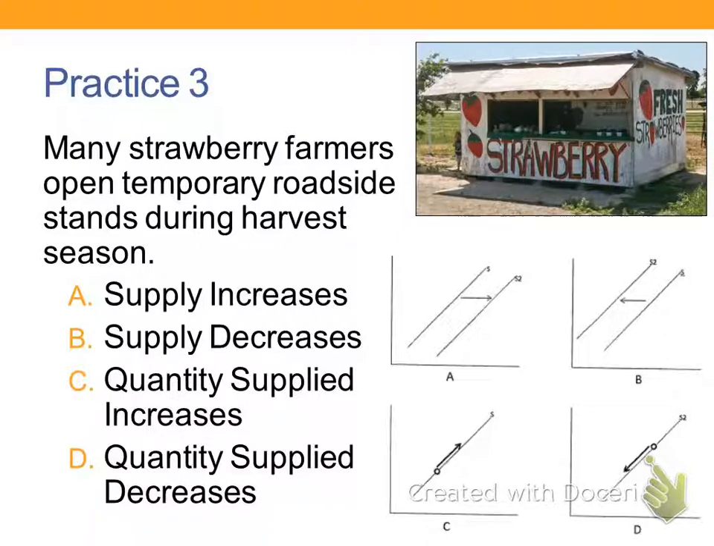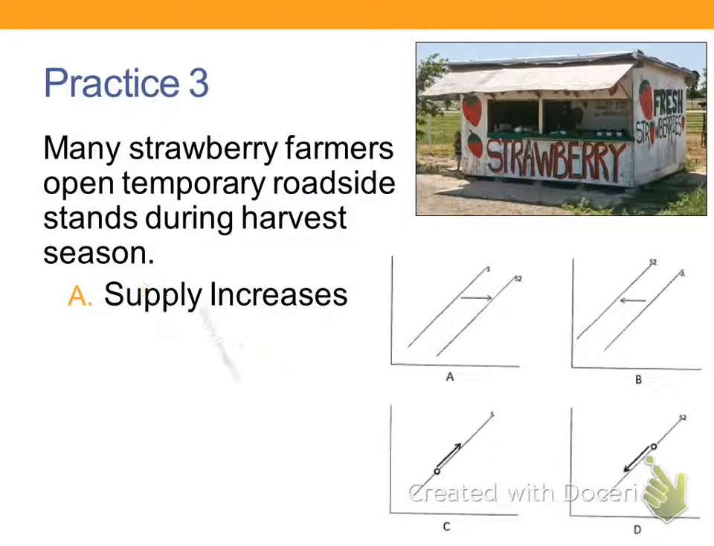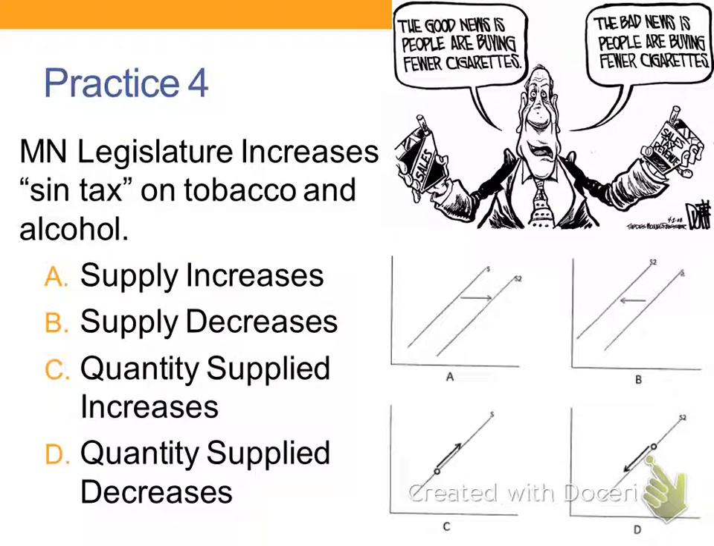Number three, many strawberry farmers open roadside stands during harvest season. So that means we have an increased number of producers. Therefore, our supply is going to increase as well. And number four, the Minnesota legislature increases the sin tax on tobacco and alcohol. So here's an example of a government policy and a tax that is going to affect the cost of production, and it's going to be more expensive to make things. That leads to a supply decrease.